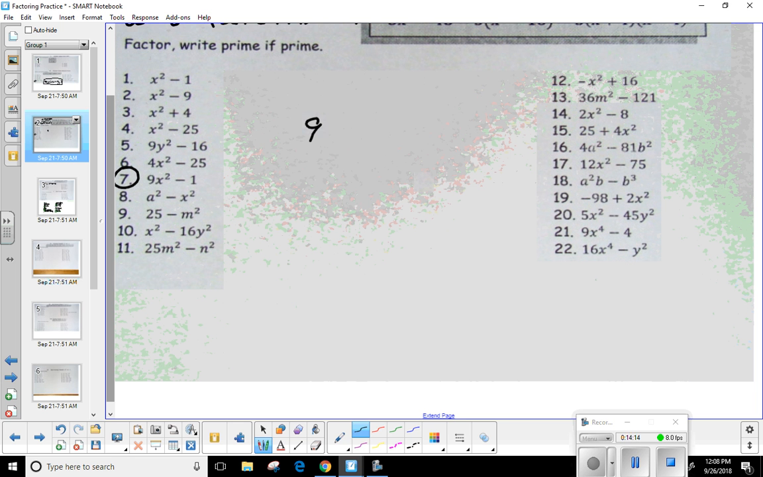9x squared minus 1. Again, we always want to double check, is there a GCF? No, besides 1, I mean, there's nothing that divides both of these, so we can skip that. All right. So they are 2 perfect squares. I am subtracting them. So I'm going to go ahead and get my groups ready. 1 plus, 1 minus. Let's see, what's the square root of 9x squared? 3x, right? So I'm going to put 3x, and what's the square root of 1? 1.